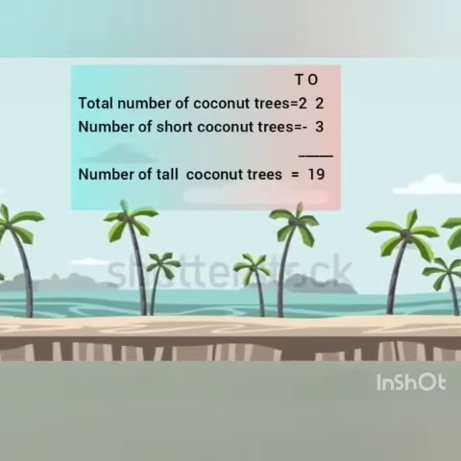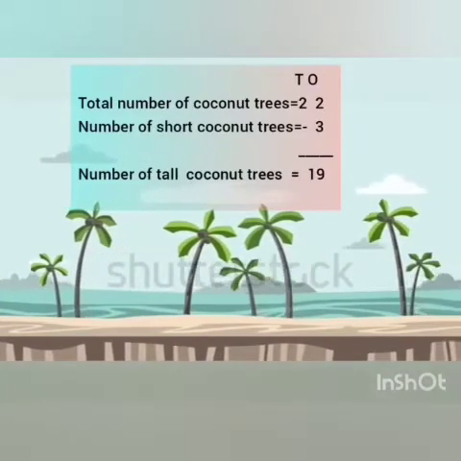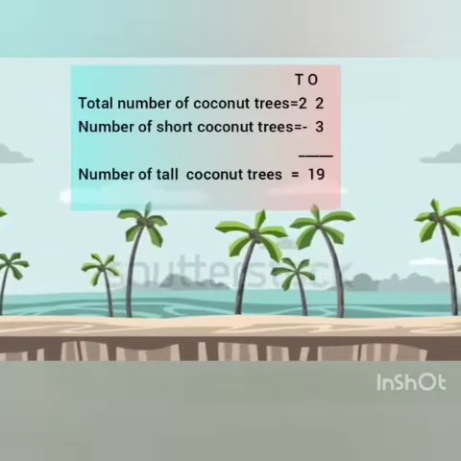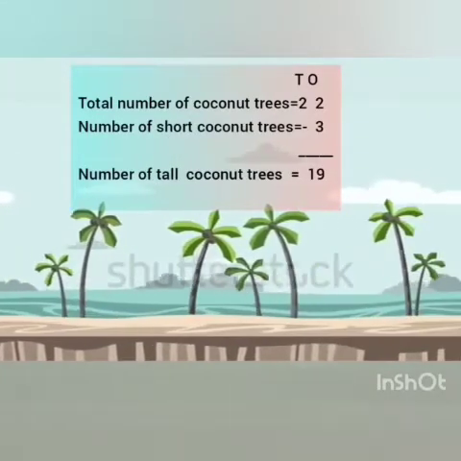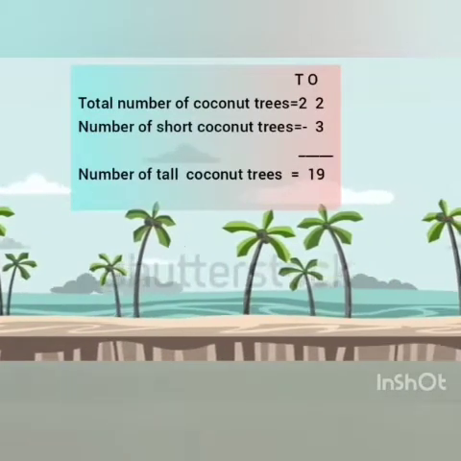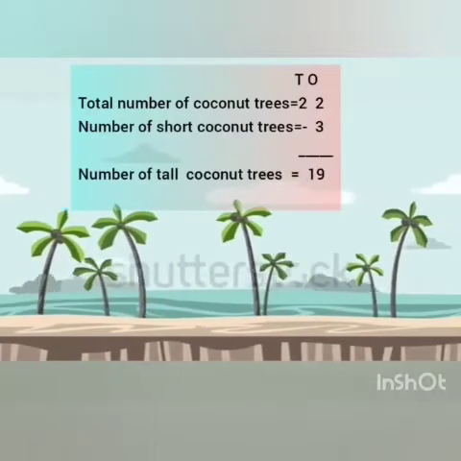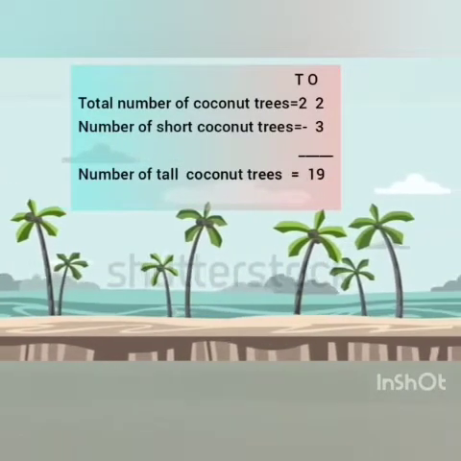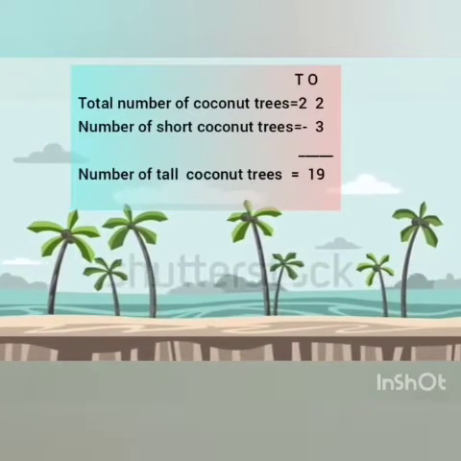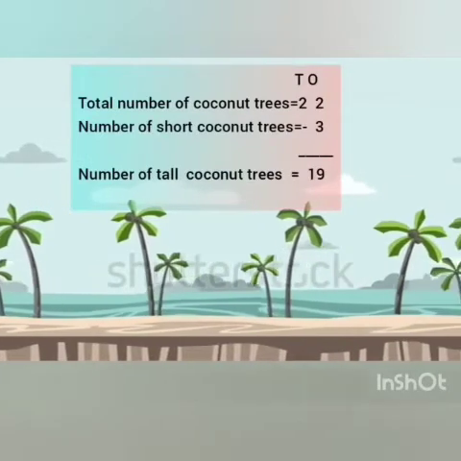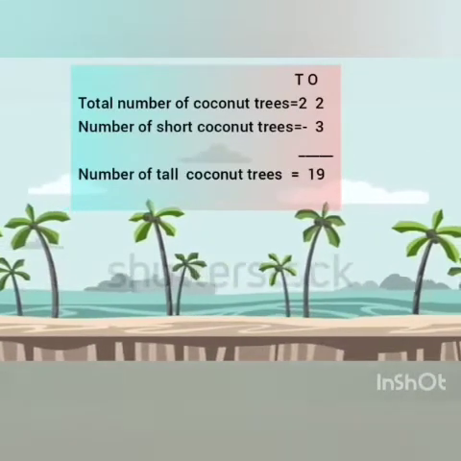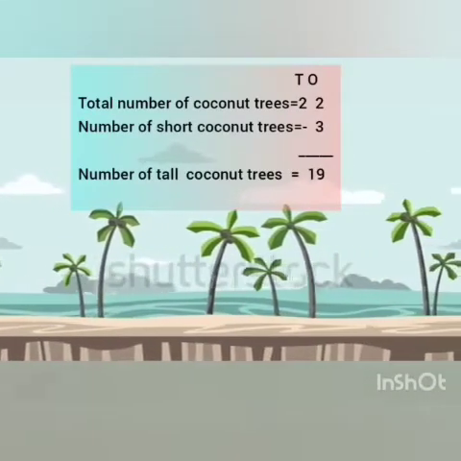Now before moving on to next word problem, have a look at these words. Short and tall. These are describing words because these two words are describing the noun coconut trees. So any word that describes nouns or modifies it is an adjective. So the words short and tall are adjectives. Now it's time to move on to our next word problem.